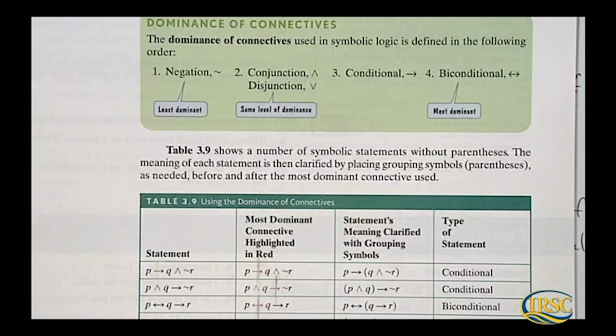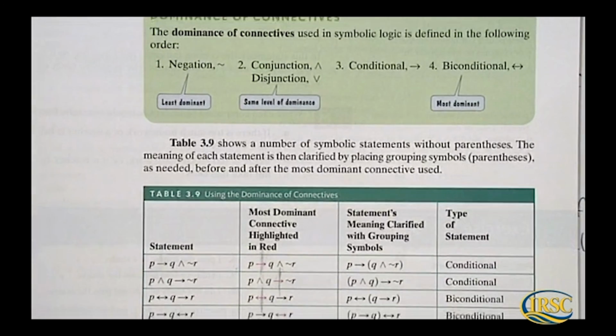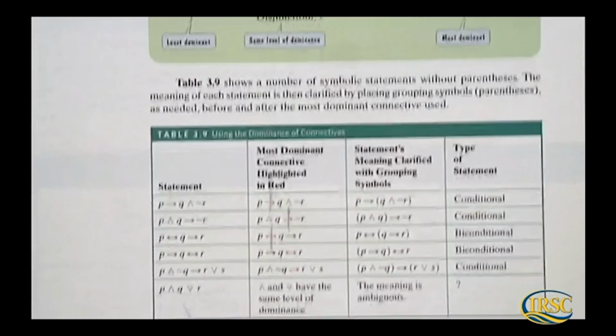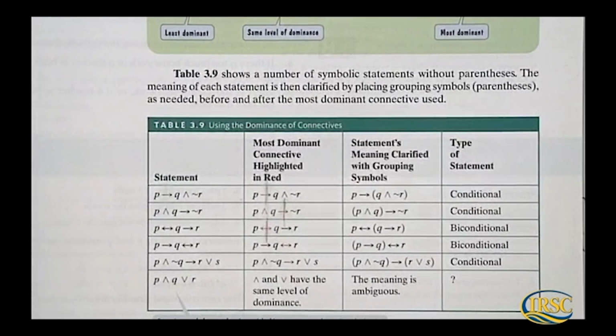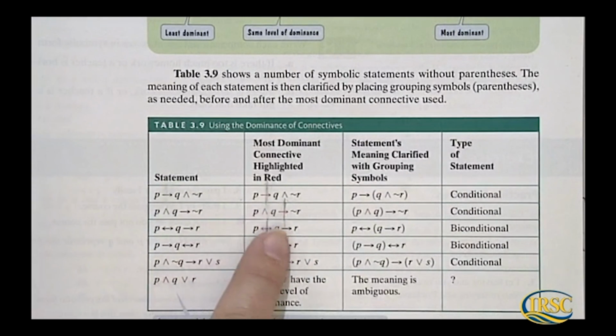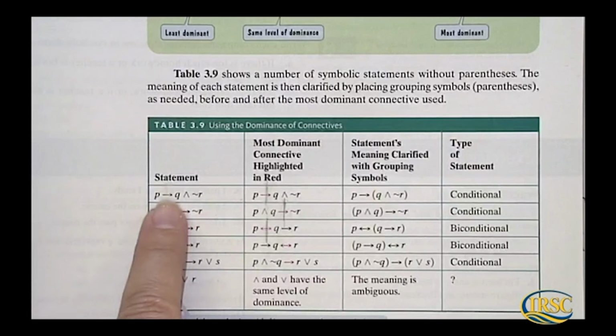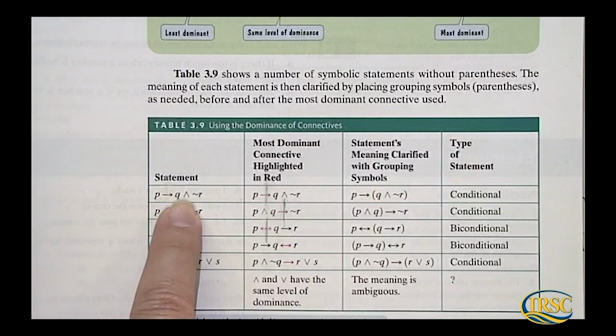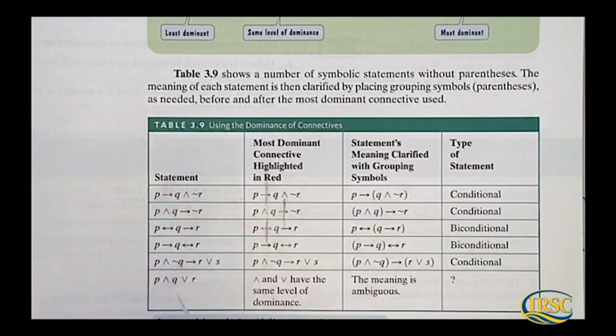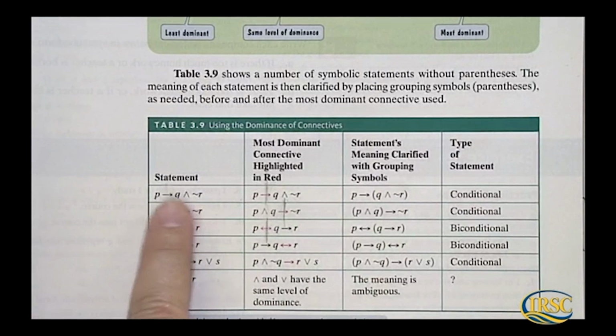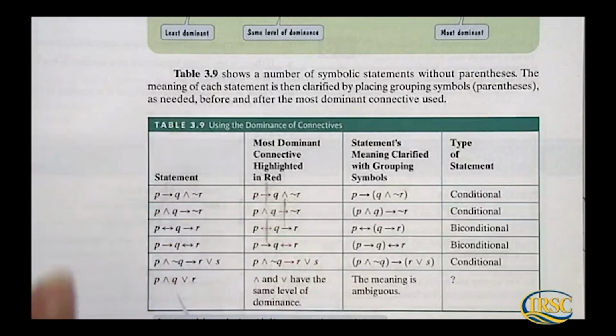If you're looking at a statement that's been written symbolically, here they've given you several examples, and then they showed which one was the most dominant symbol in red. So you have 2 connectors here: an arrow and an and. You also have a negation, but that's not a connector, that's just a symbol there. The one that's most dominant tells you where you're going to split it in half.